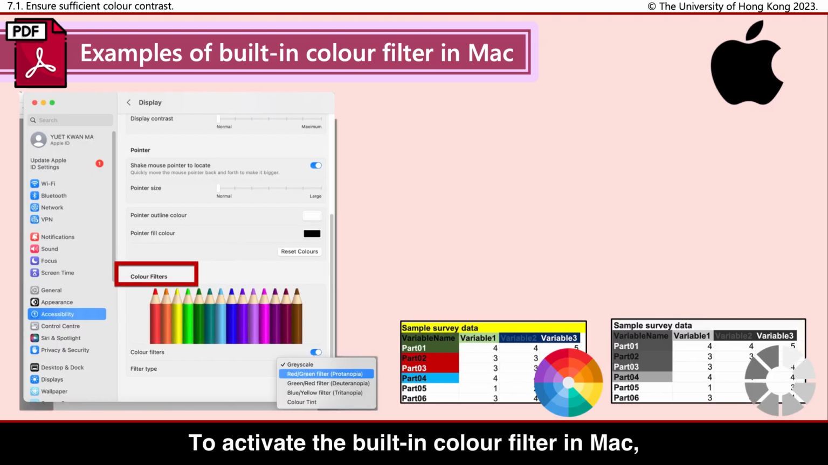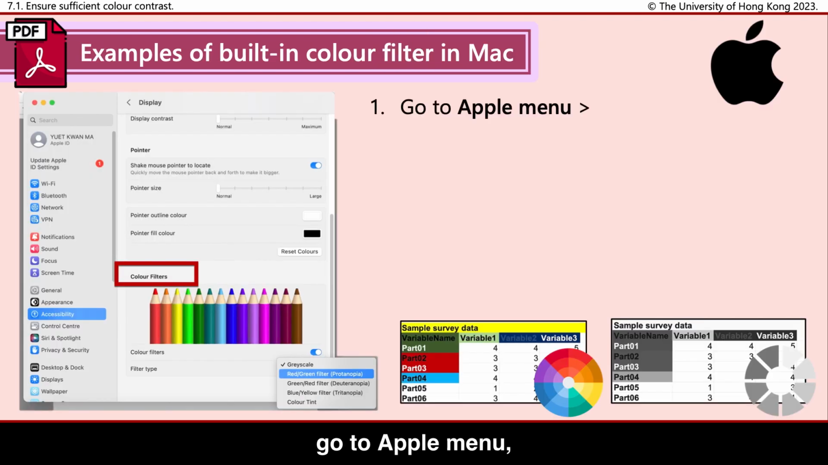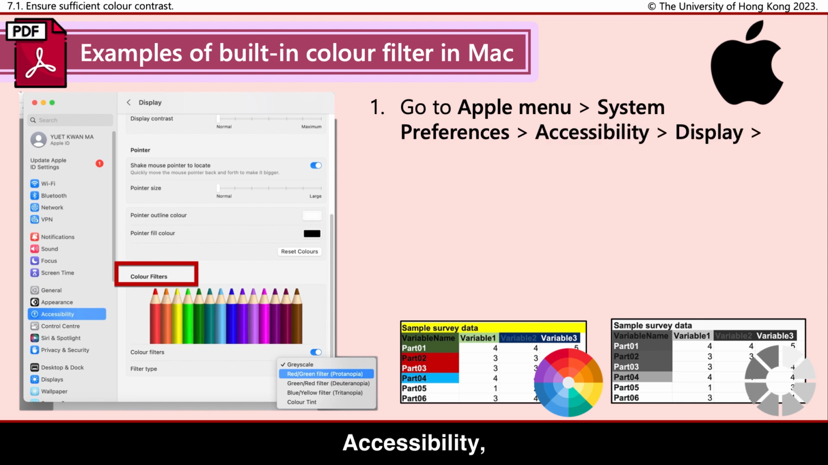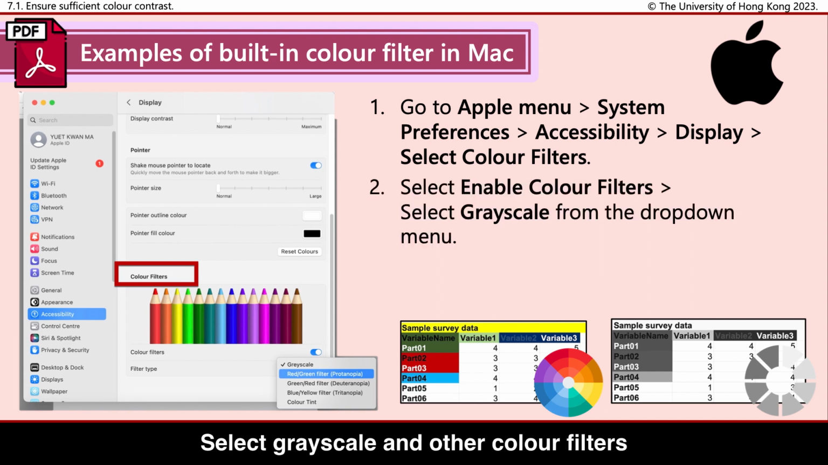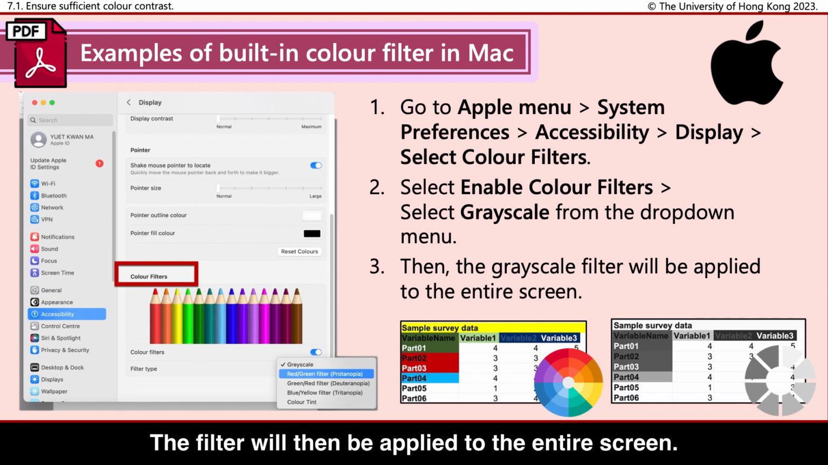To activate the built-in color filter in Mac, go to Apple menu, System Preferences, Accessibility, Display, Color Filters. Toggle on Color Filters. Select Grayscale and other color filters from the menu one by one. The filter will then be applied to the entire screen.